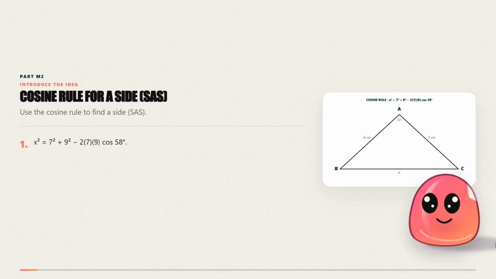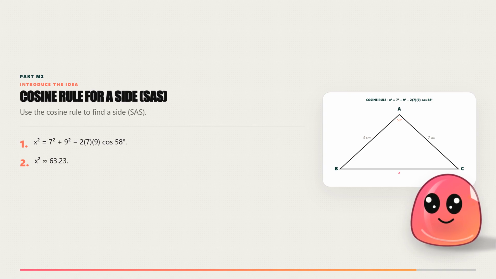Use the cosine rule to find a side, SAS. Here's the key idea. x squared equals 7 squared plus 9 squared minus 2 times 7 times 9 times cos 58 degrees. x squared is almost equal to 63.23. x is almost equal to 7.95 centimeters.